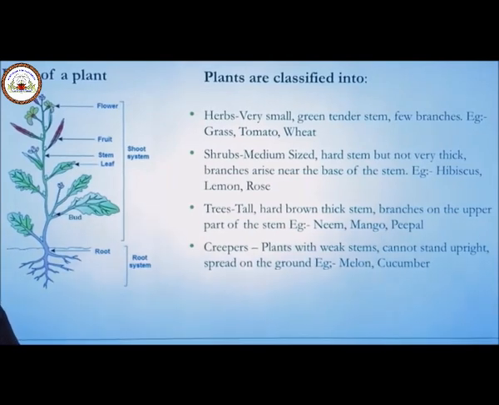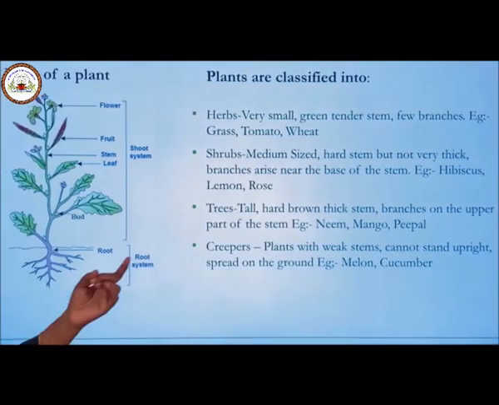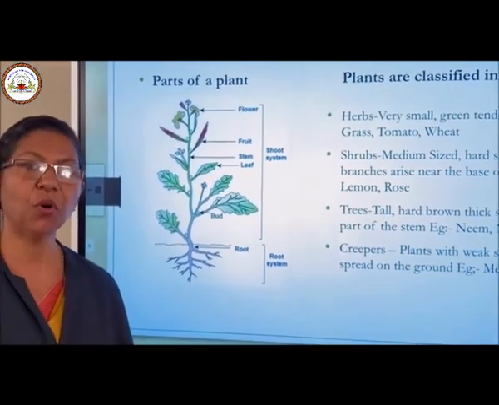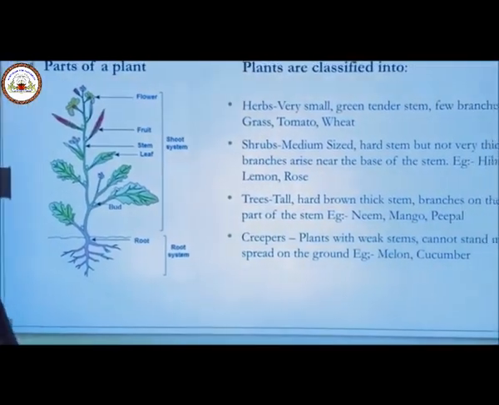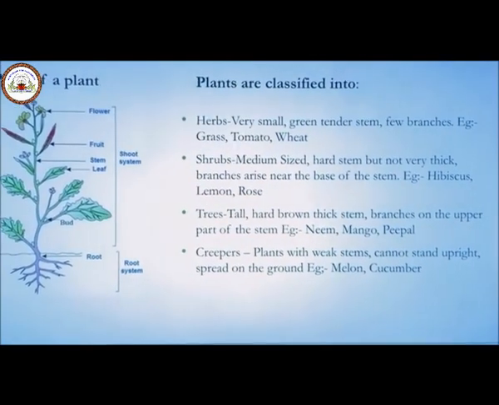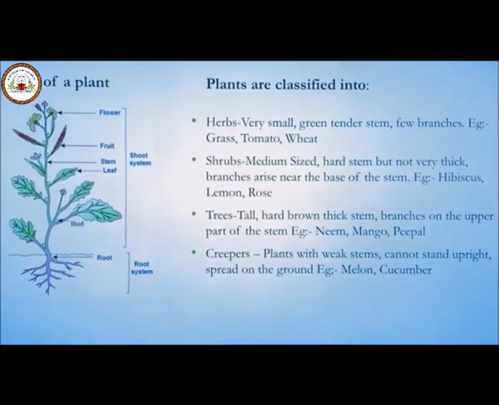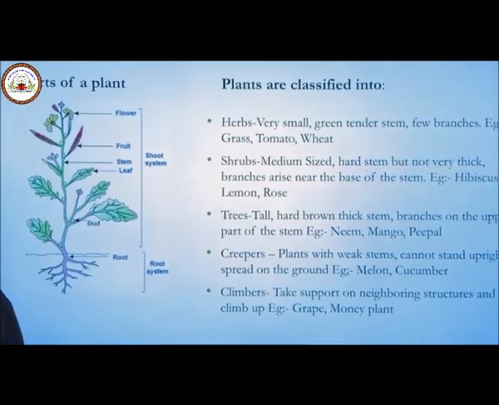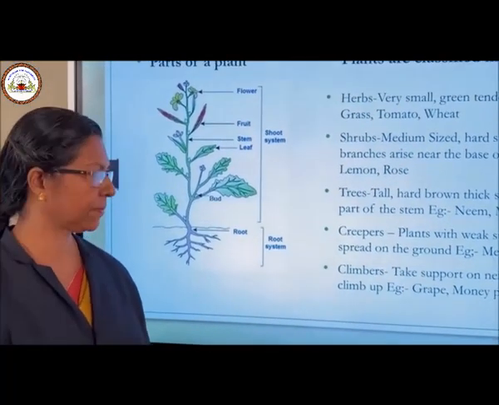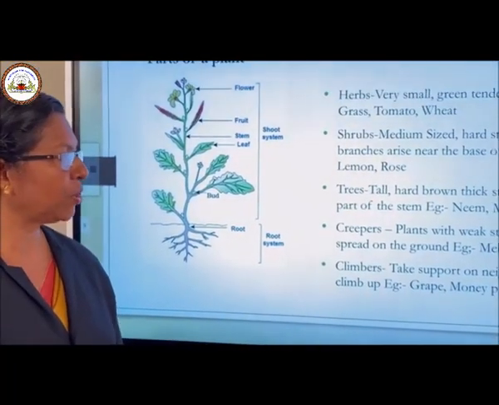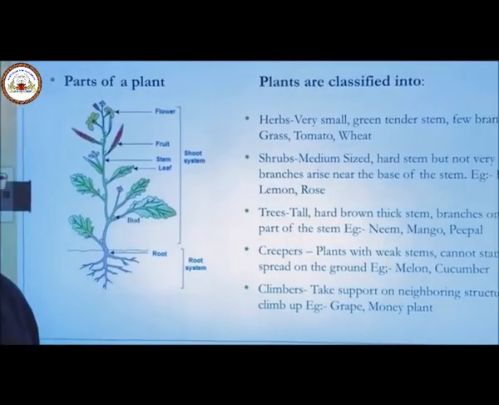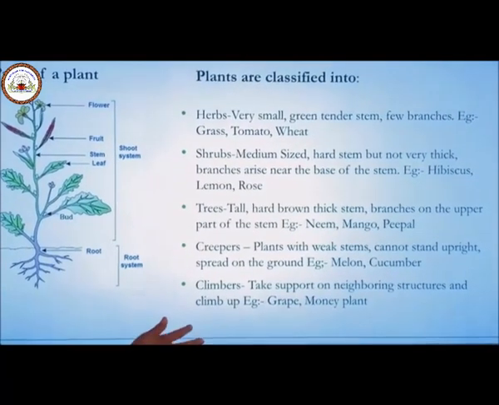Next, we can see other type of plants, that is creepers. Some of the plants are creepers and some are climbers. What are creepers? Creepers are plants with weak stems. They cannot stand upright and spread on the ground. Example, melon, cucumber. Then other type of plant is known as climbers. The climbers take support on neighboring structures and climb up. Example, grape, money plant, etc.